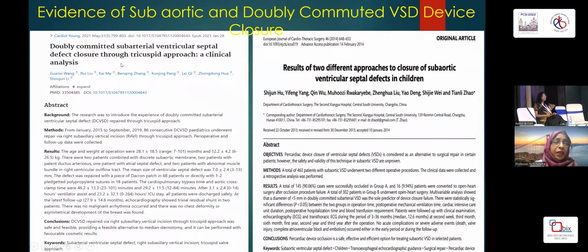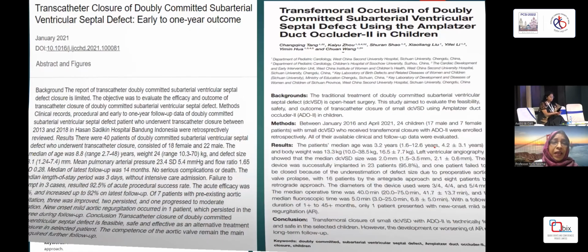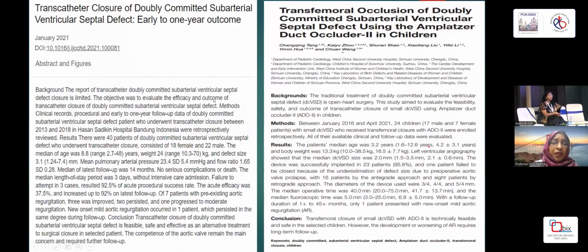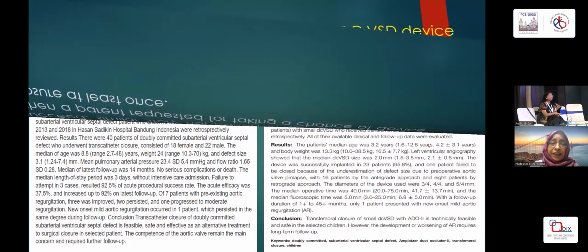This one from Cardiology in the Young says that surgery is good for the doubly committed VSD. And this is from the European Journal of Cardiothoracic Surgery, reporting their outcomes on sub-aortic and doubly committed VSD. These are studies from Southeast Asia, from Indonesia and China. They show very good results on the outcome of VSD in their series.